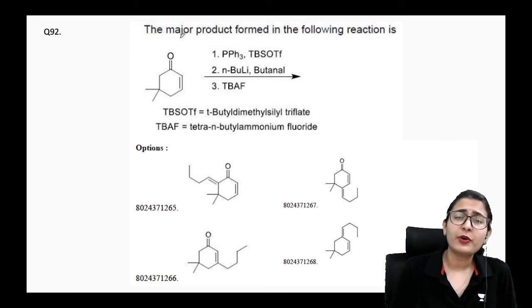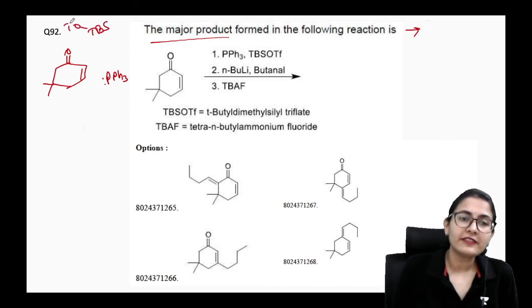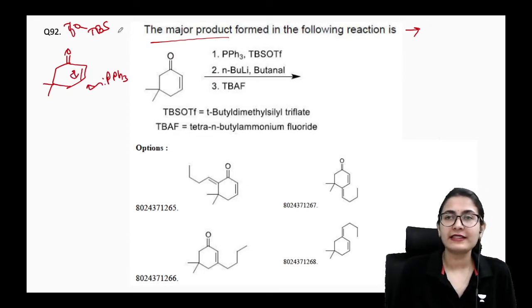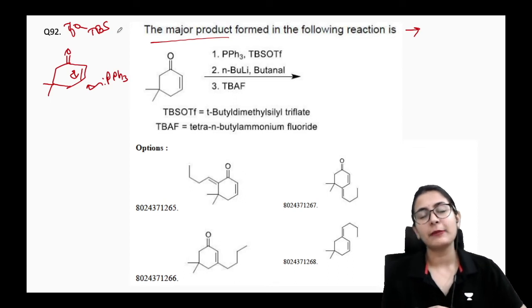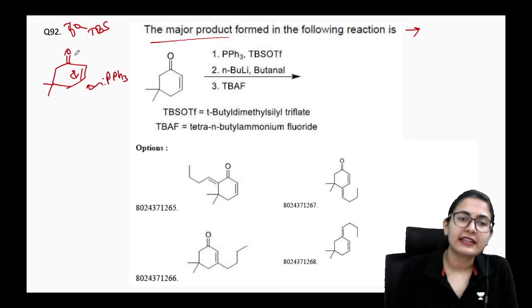Next, very important, awesome question. The major product formed in the following reaction is. See, it's a little bit different mechanism. You just have to use your brains over here. Very different mechanism. So PPh3 is used as a nucleophile over here. What is PbSOTf? OTf is a good leaving group, and TBS is tert-butyldimethylsilyl. It's a trialkyl silyl group.